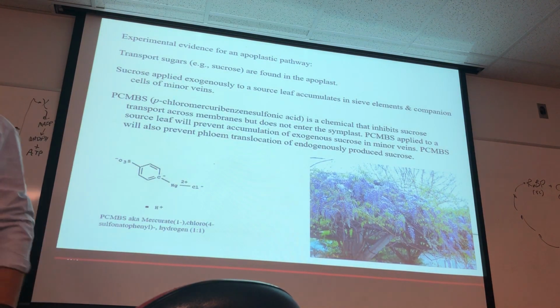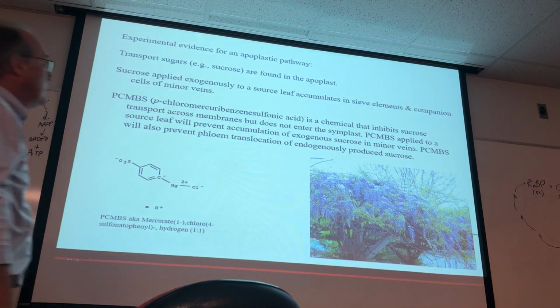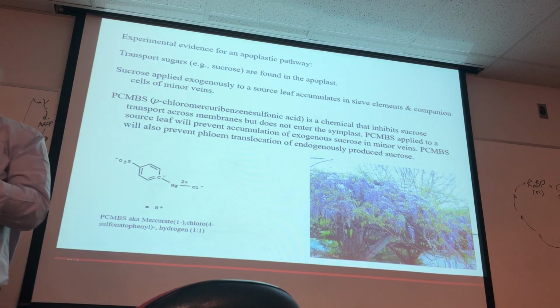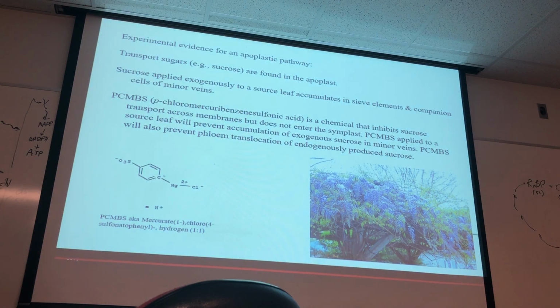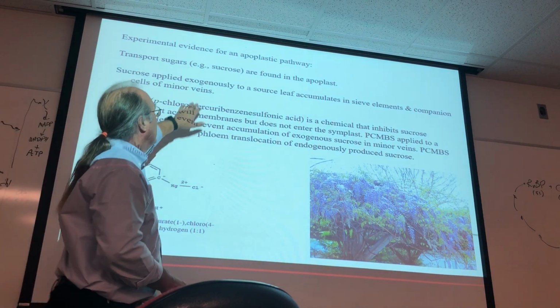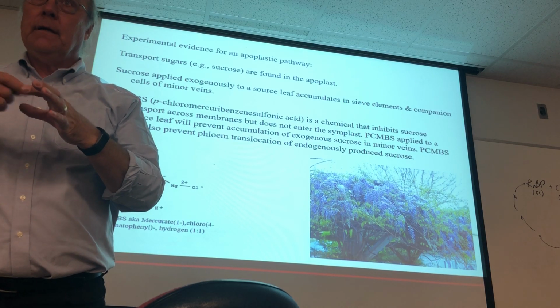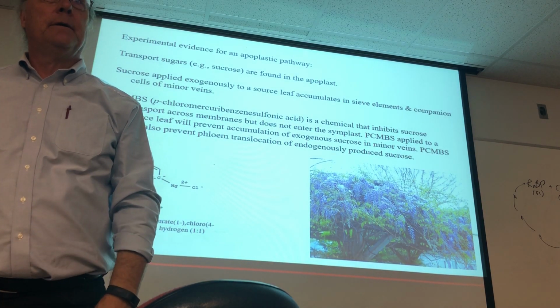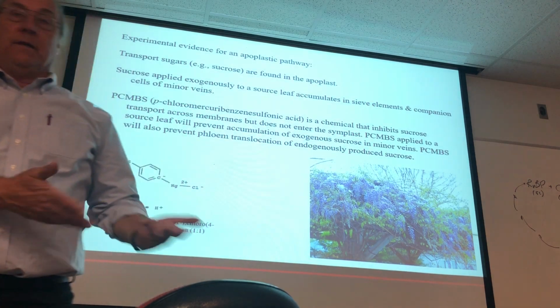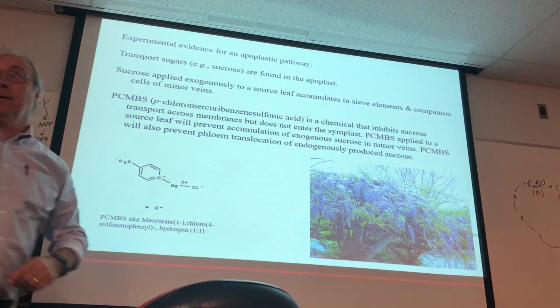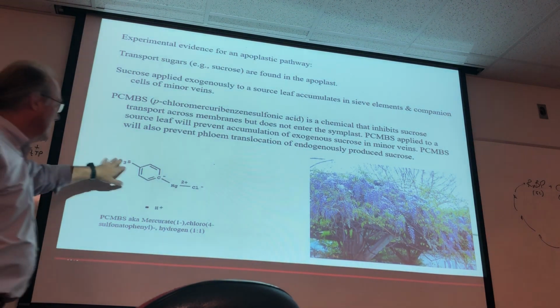If you look at the apoplast, you can find sugars in the apoplast of photosynthetic leaves. Okay. If you take a leaf or leaf disc and float it in a dish of sucrose, of sugar water, what you'll find is that the minor veins in that leaf disc end up accumulating sucrose, even in the dark. Well, there's something that's moving it there.